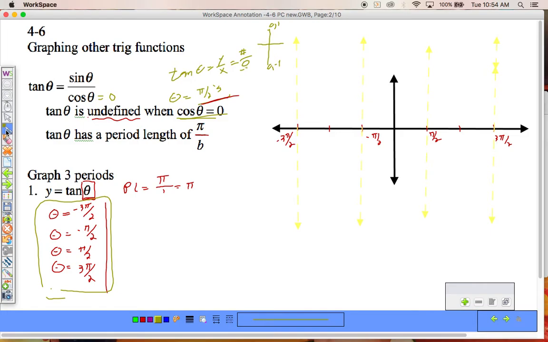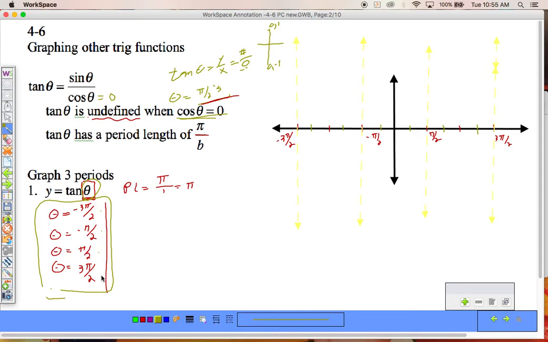All right, the next thing I'm going to ask you to do is take each of these sections between your asymptotes and cut them in half and in quarters. Kind of like what we did last class. So I found my asymptotes by setting theta equal to these 4 values, and that's what theta equals.